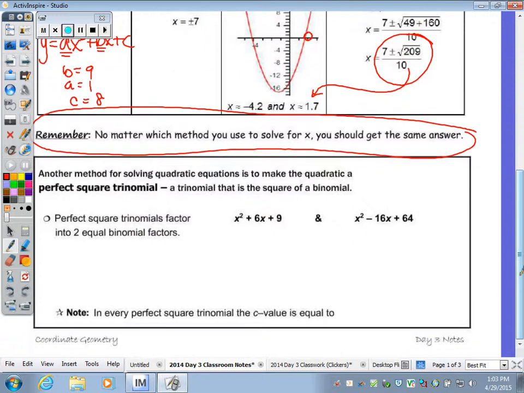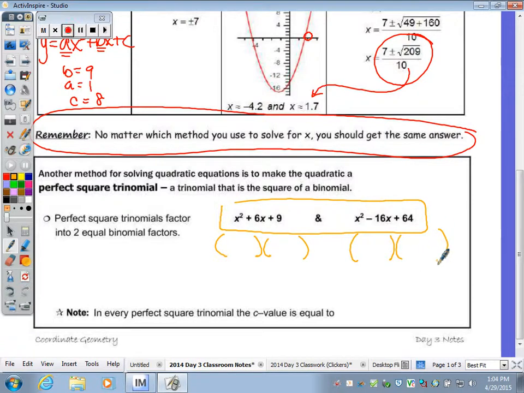So at the bottom, again, we looked at some questions that involved perfect square trinomials last class in your class work, and then we looked at also some on the homework. A perfect square trinomial, again, is a trinomial that factors into two binomials that are the same. So if I were to factor x squared plus 6x plus 9, and x squared minus 16x plus 64, how do they factor? Can someone tell me the factors of x squared plus 6x plus 9?